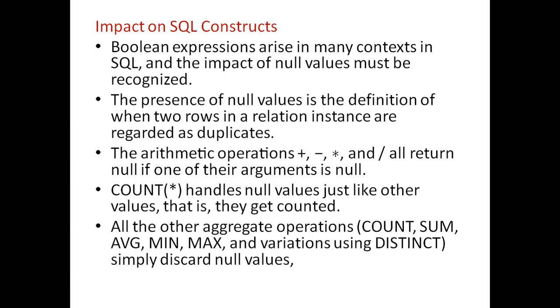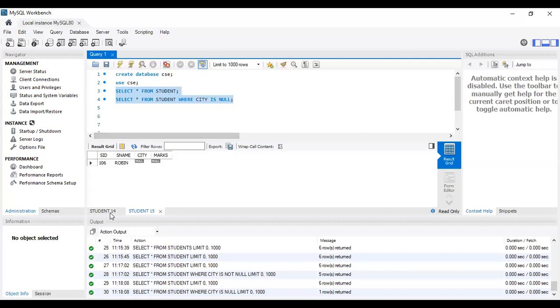Count. What does count do? If I show you in the workbench, I have records of students here, and I'm maintaining a null here. If I say count on city, it simply neglects the null value. It gives only 5.